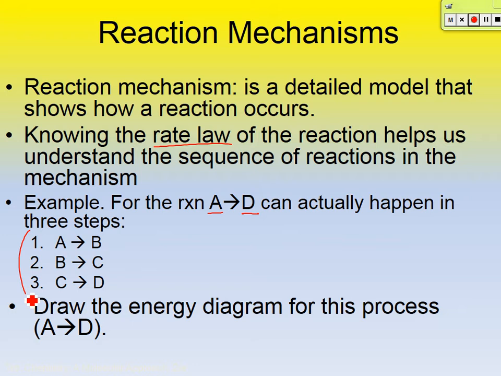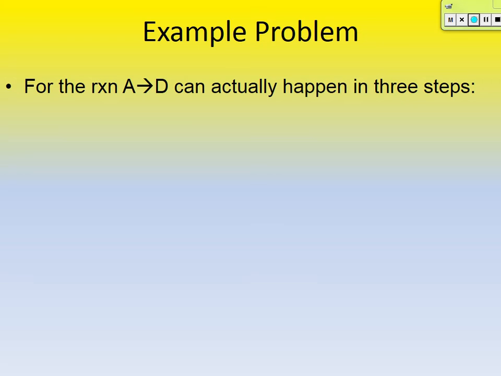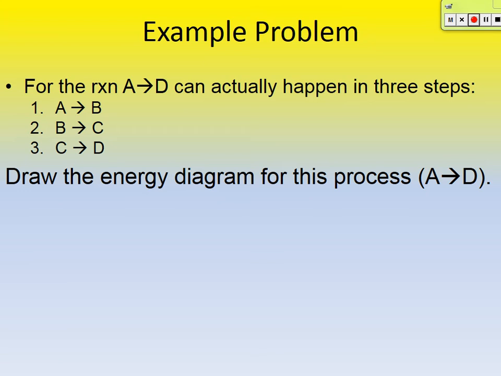So I wanted to show you an energy diagram for this process of A going to D. I know that you don't have this in your notes, but I would like you to draw this energy diagram either at the top, the bottom, or the margins of your notes somewhere, because it's going to be important going forward. So let me put it on the board here. Draw an energy diagram for this process of A going to D. We're going to assume that it's an exothermic reaction. So A going to D is an exothermic reaction.